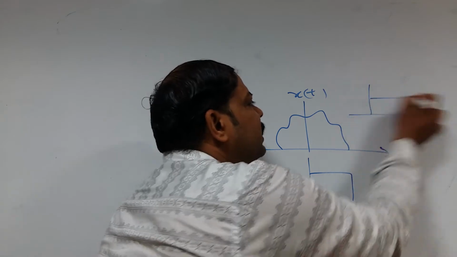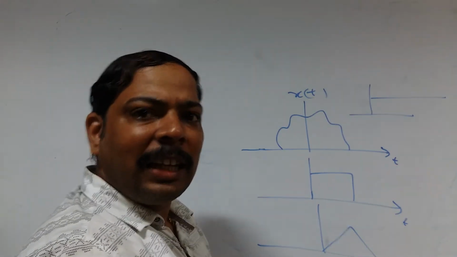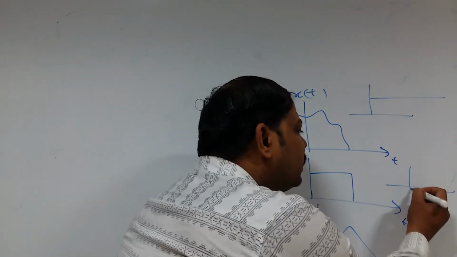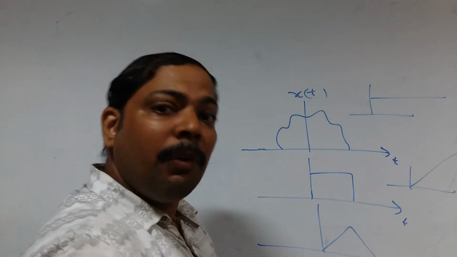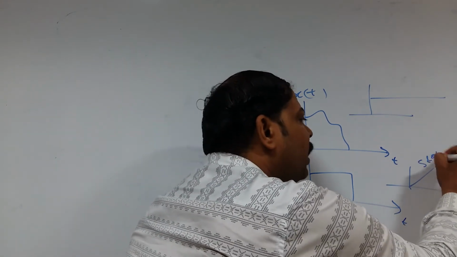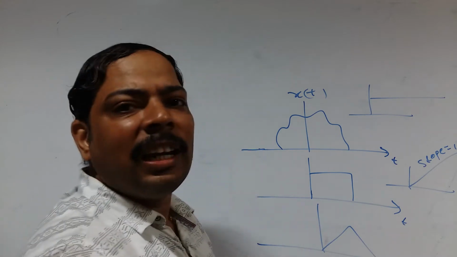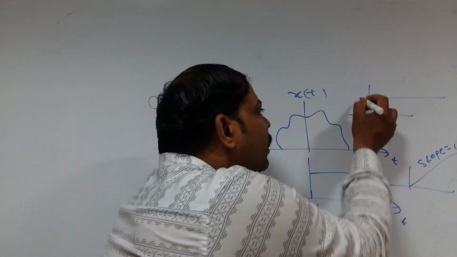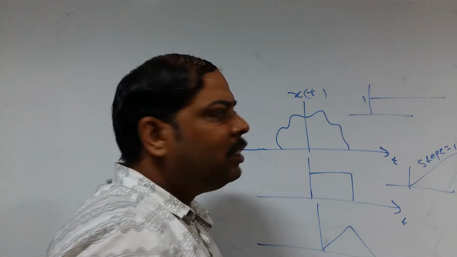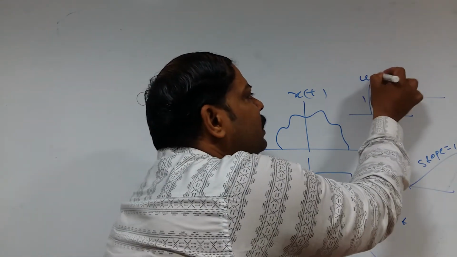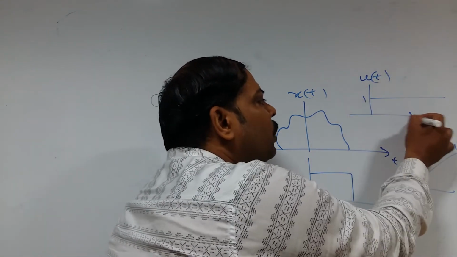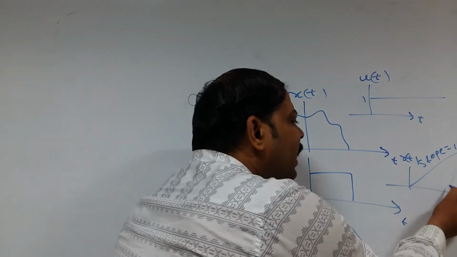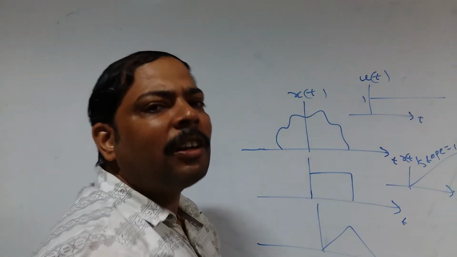Now suppose this signal is a unit step signal, which is basically a continuous time signal. Now this is the ramp signal, the unit ramp signal, where the slope is equal to 1. This signal is also a continuous time signal. Here the height is 1. This is your unit step signal, which is also a continuous time signal. It is denoted as u(t), and the ramp is denoted as r(t). All these types of signals are continuous time signals.